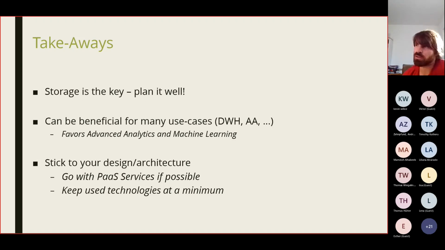And also, especially as we are in the cloud, definitely go with platform as a service services if possible, because you just don't have to worry about the whole maintenance and operation stuff for the platform services.